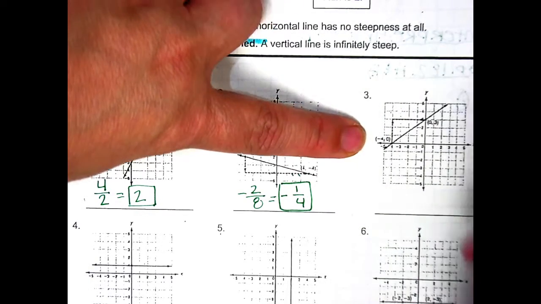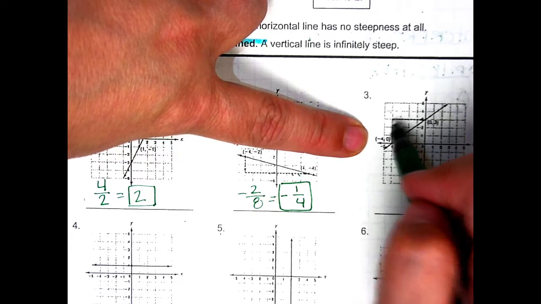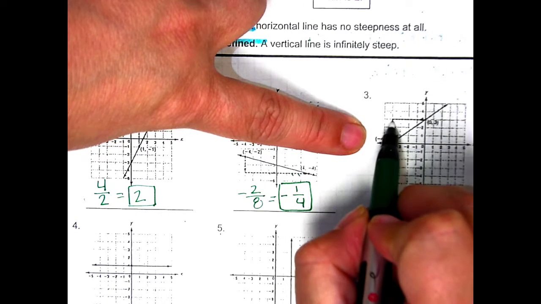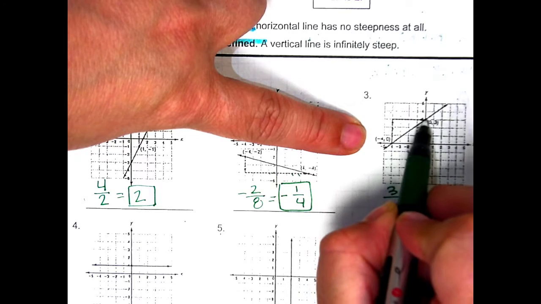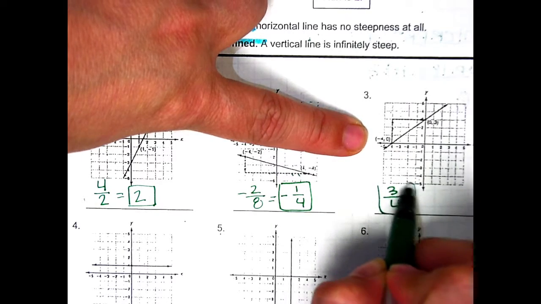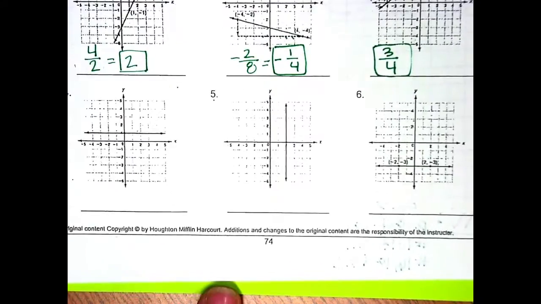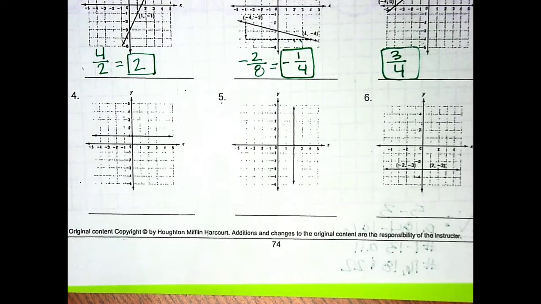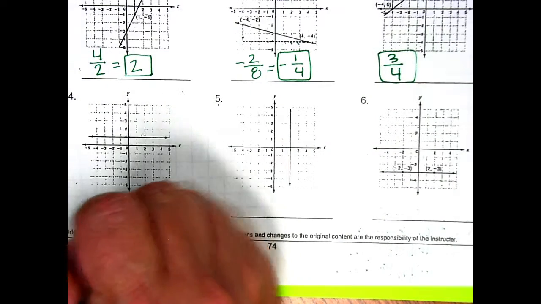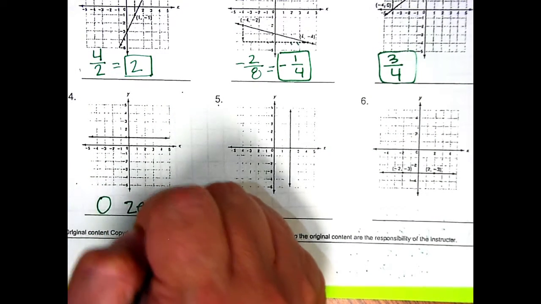Okay? For number 3, we're going to go up 1, 2, 3. So my rise is 3. And we're going to the right, so it's +1, 2, 3, 4. Because I cannot simplify 3/4, it's just 3/4. Okay, on number 4, that's a horizontal line, which I said before has no steepness, so we call that 0 slope. You can write out the word 0 also.